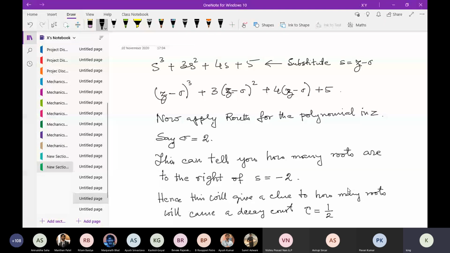So when you do this shifting, you can say how many roots are going to have a rate of decay faster than this particular value or slower than this particular value. So this is called a relative stability analysis. Sometimes people do this using Routh. Okay, so this will kind of conclude today's lecture.